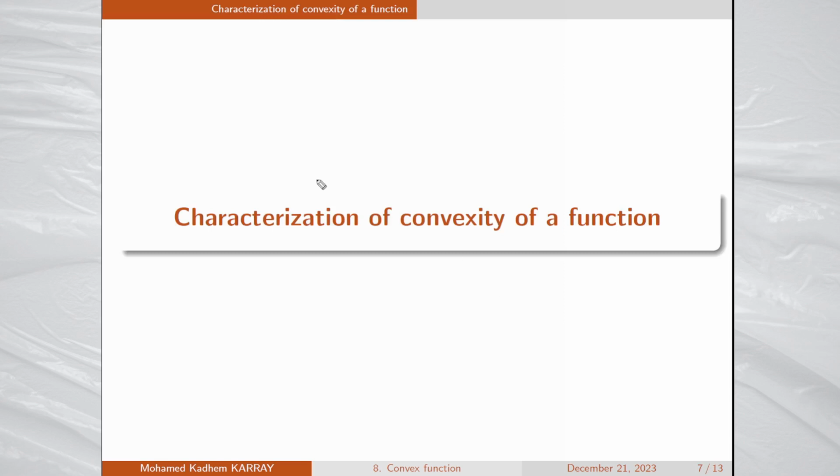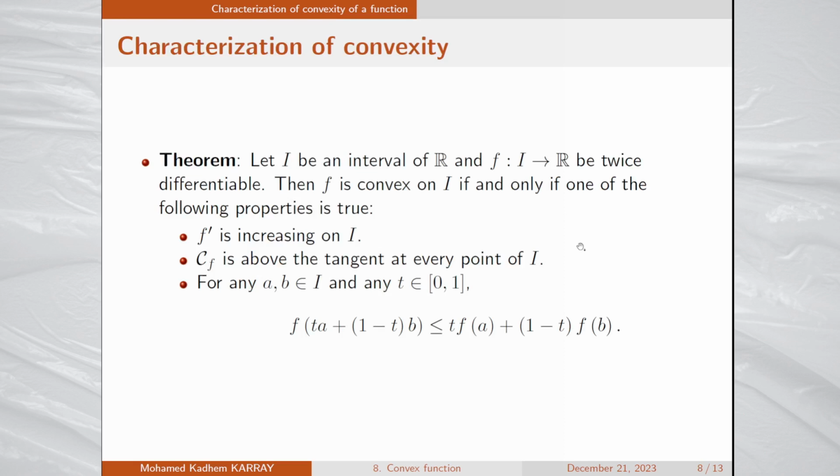Let's now give a characterization of convexity of a function. Here is the main theorem. Let f be a function from an interval I to the set of real numbers, and assume that f is twice differentiable. Then f is convex on the interval I if and only if one of the following properties holds true. The first property says that f prime is increasing. And this is obvious since convexity is defined as the second derivative is positive, so the derivative of the derivative is positive, so the derivative of f is increasing.